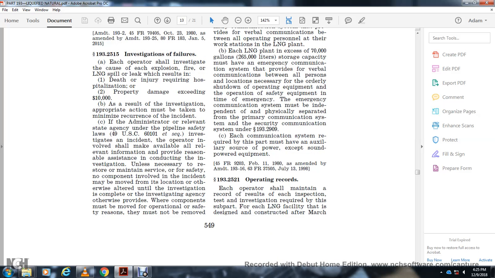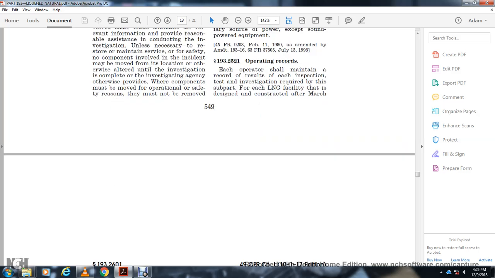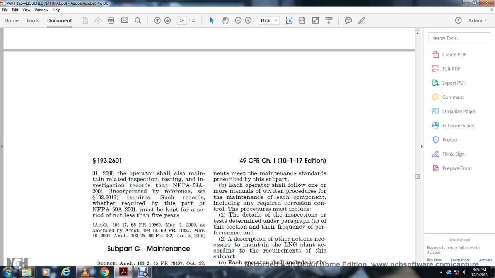Alright, 2521, operating records. Each operator shall maintain a record of the results of each inspection, testing, investigation, and requirement of the subpart for liquid natural gas facilities designed and constructed after March 31st, 2000. The operator shall maintain the related inspection, testing, and investigation reports of National Fire Protection Association 59A-2001, whether such records are required by this part or by NFPA 59A-2001, and must keep them for a period of not less than 5 years.